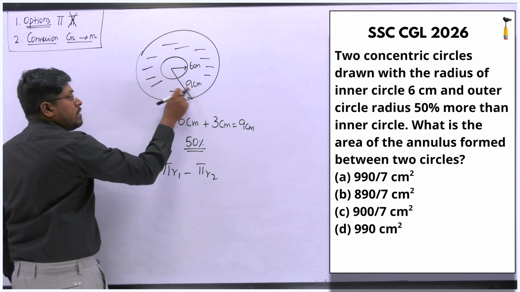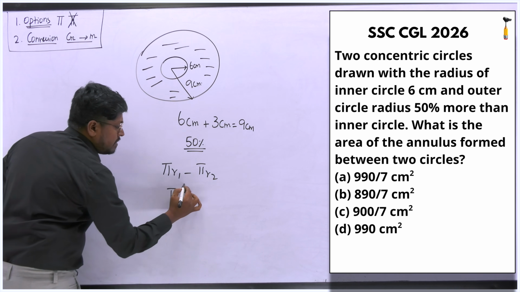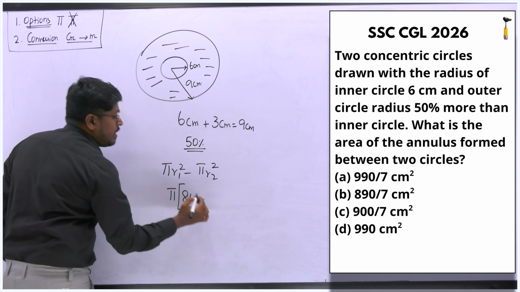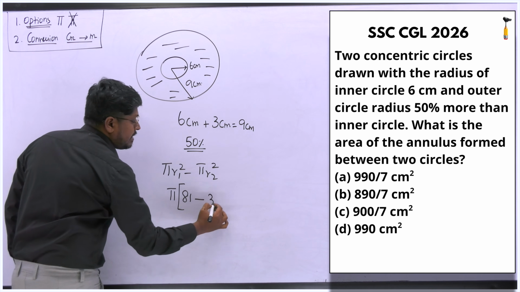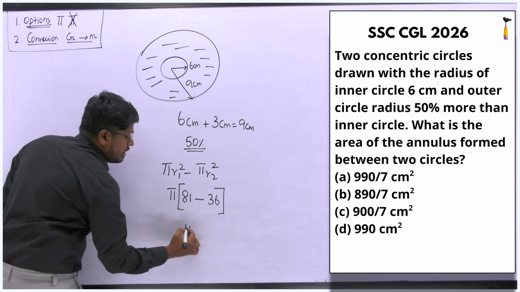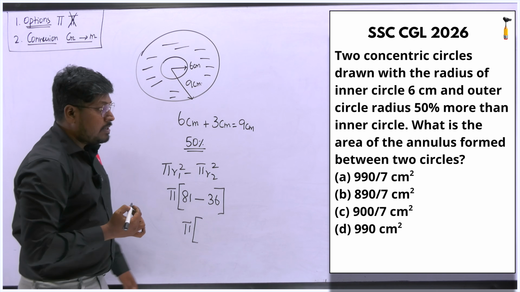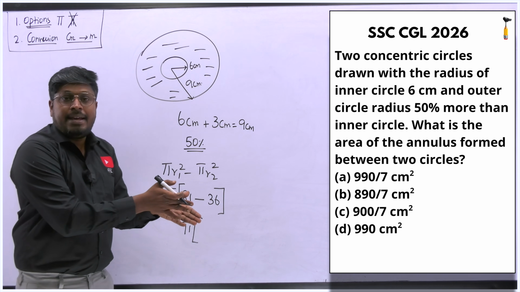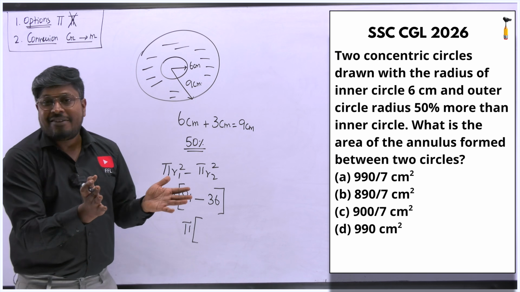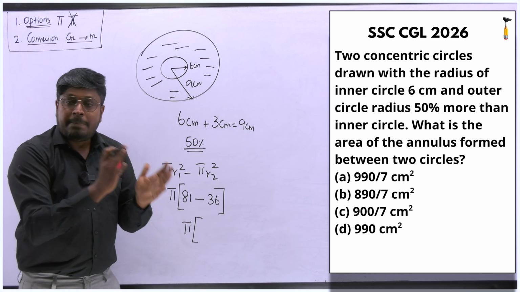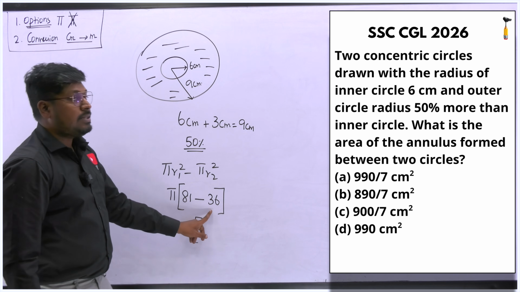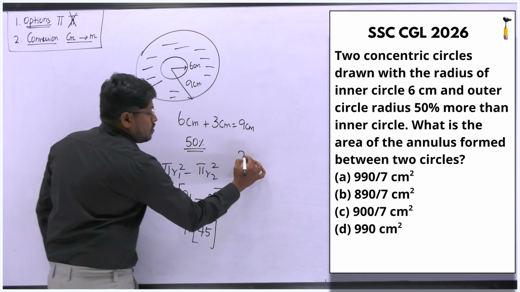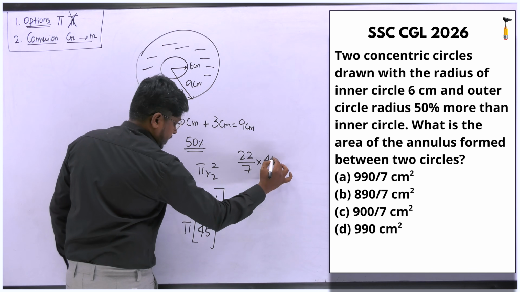So the outer circle radius will be 9 centimeter. I think we can take pi outside. So pi r square, pi r square. So the radius will be 9 square, which is 81, minus the inner circle radius 6 square, which is 36. So pi into, let's look at the options. We don't have any options with pi. In case we have pi in the options, then we have to keep the pi as it is. But here we don't have pi, so we just write pi as 22 by 7. 81 minus 36 will be 45. So this will be 22 by 7 into 45.